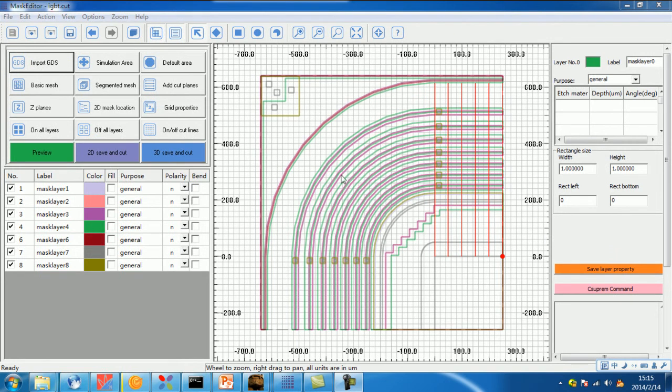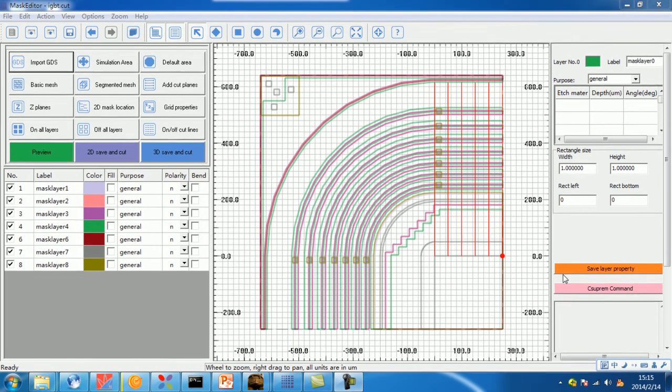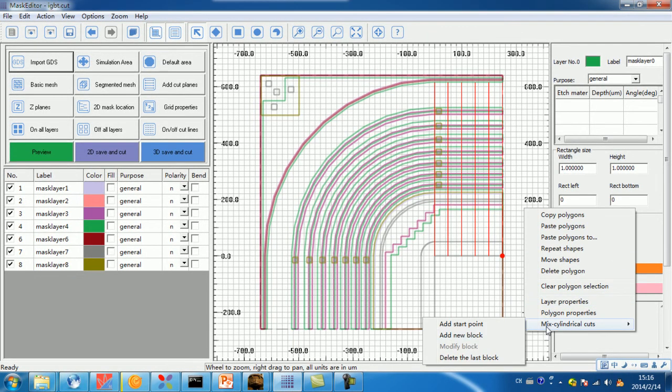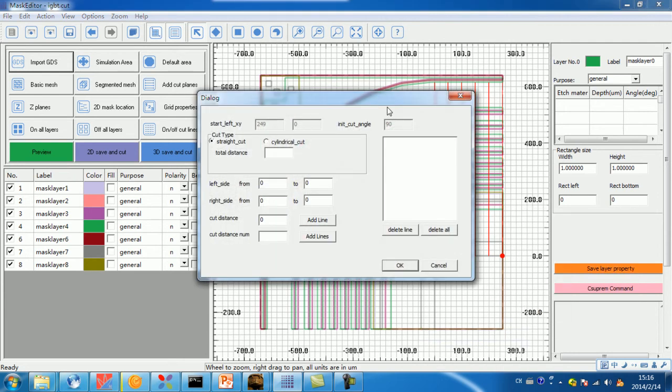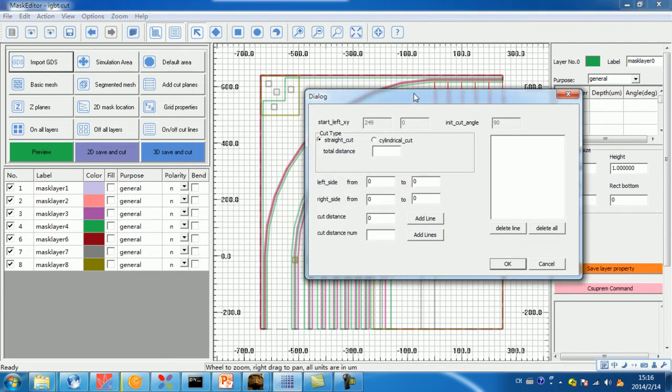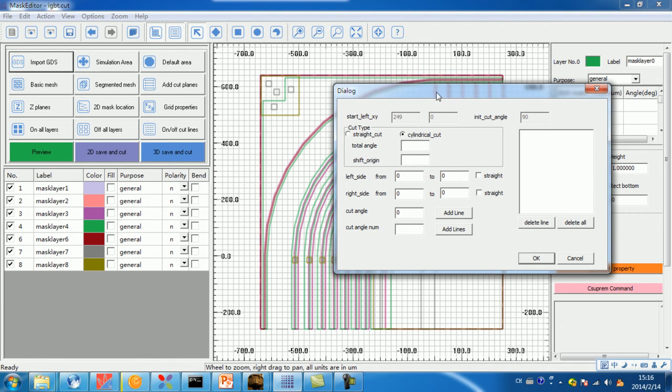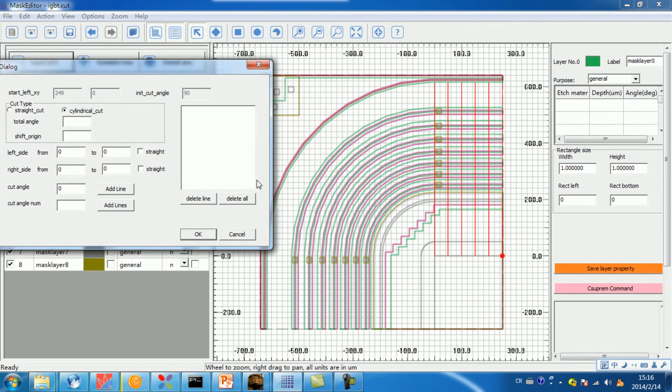Keep moving on the track. When you arrive here, you will make a turn. So this is the second block. Let's define cut lines for the second block. For the second block, I will use cylindrical cut. Total angle is the angle between this line and this line. It's 90 degrees here.